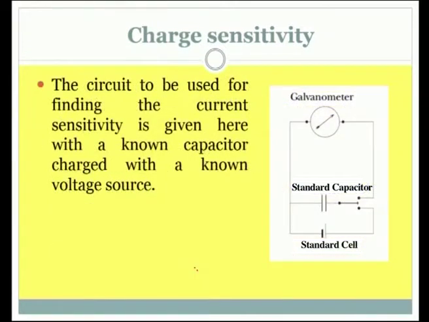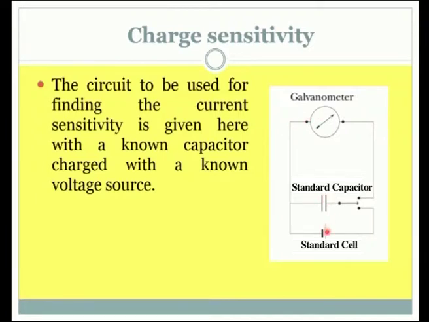I will show you a circuit that could be used for measuring it. I have shown it for our understanding here. This is the galvanometer, and we have a two-way switch and a capacitor. What is the use of this switch? When the switch is closed to the lower terminal, the capacitor will get charged and the galvanometer is disconnected. When we throw the switch to the upper terminal, the capacitor will discharge through the galvanometer.